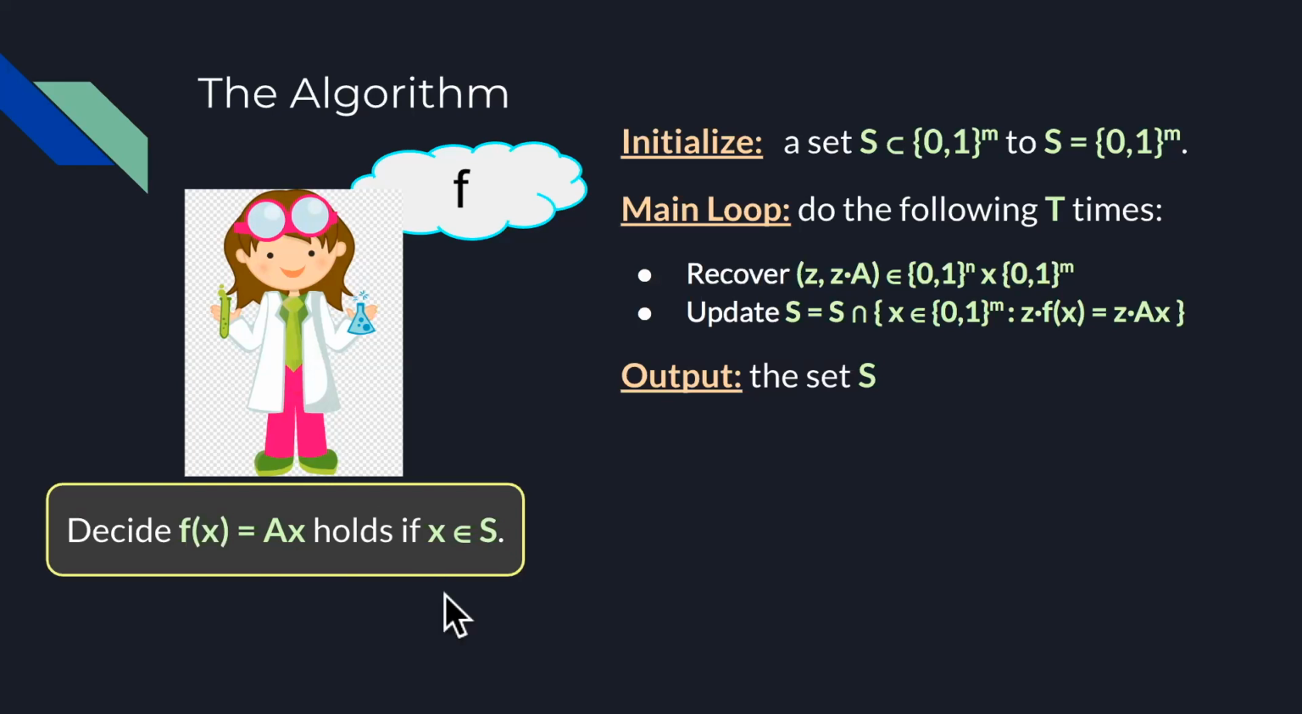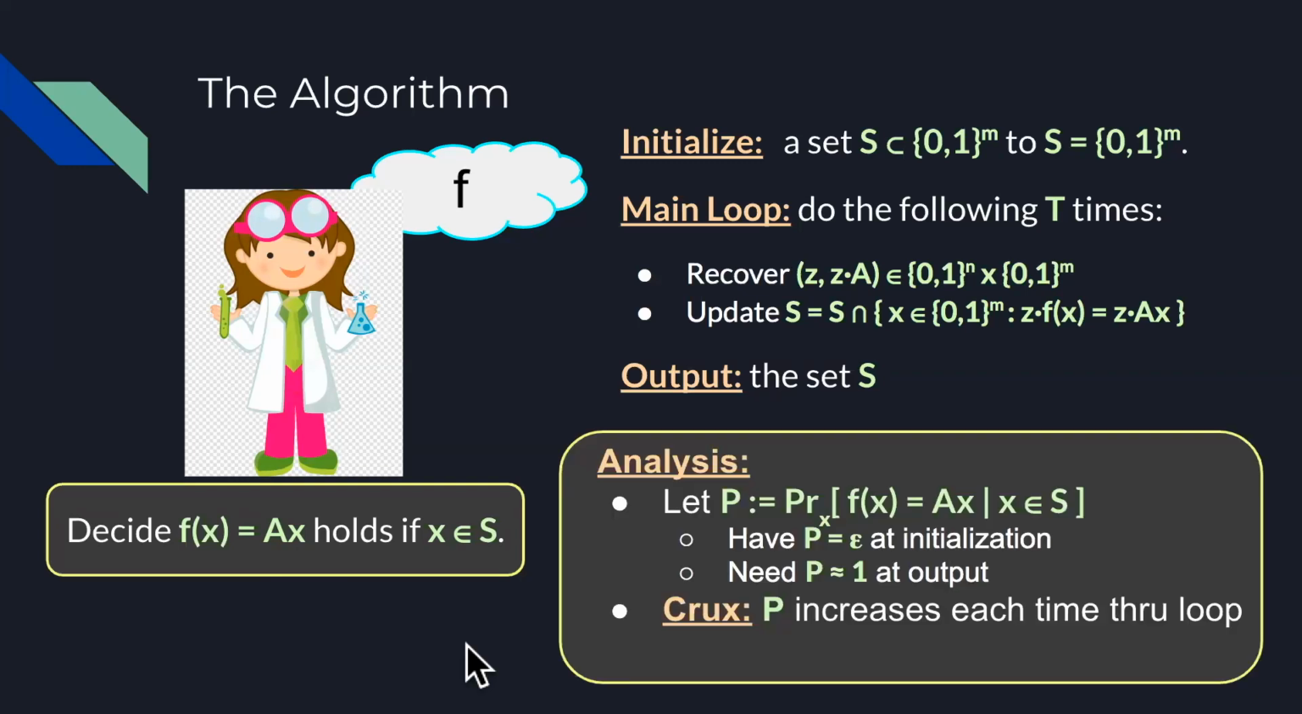Okay, so to analyze this, you define this probability potential P. It's equal to the conditional probability that f of X equals A of X conditioned on being in the set S. At the beginning, when S is everything, P is just epsilon. And at the end, we're hoping that P is roughly equal to 1. That's the hope of the algorithm.